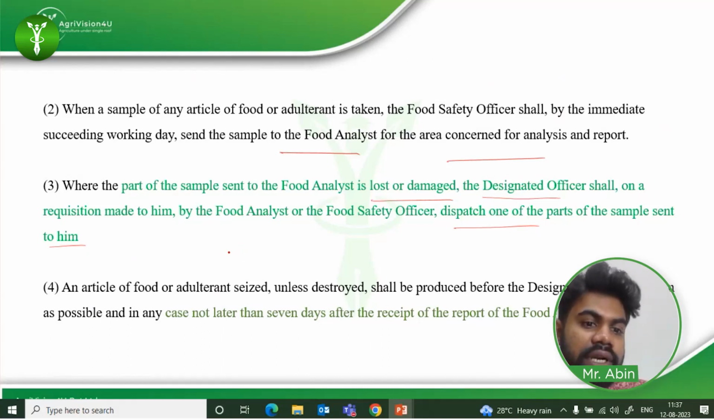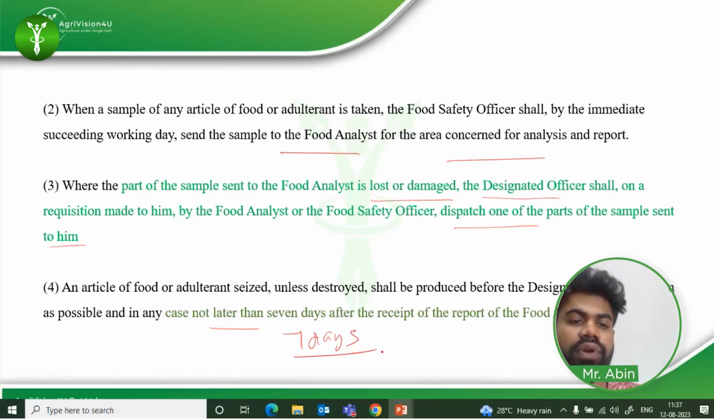He will be having two samples, right? So next, an article of food or adulterant seized, unless destroyed, shall be produced before the designated officer as soon as possible, and in any case not later than 7 days after the receipt of the food analyst's report.